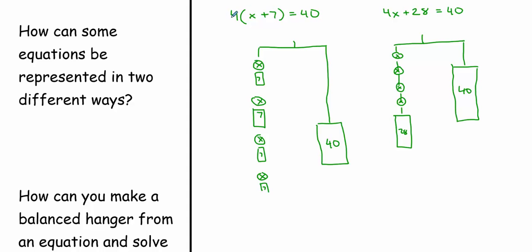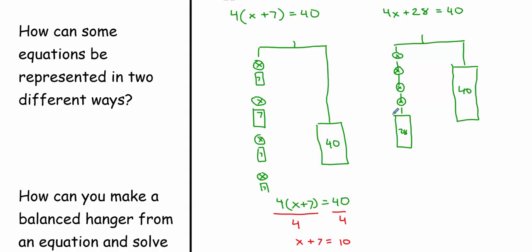If we have a quantity being multiplied by a number, we can divide that quantity by that number first. So in this case, 4 times the quantity of x plus 7 is equal to 40. Now we have a new strategy. We can divide by 4. So x plus 7 is equal to 10. So x would be equal to 3.